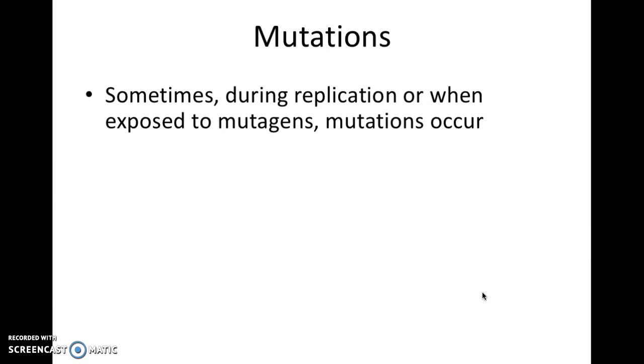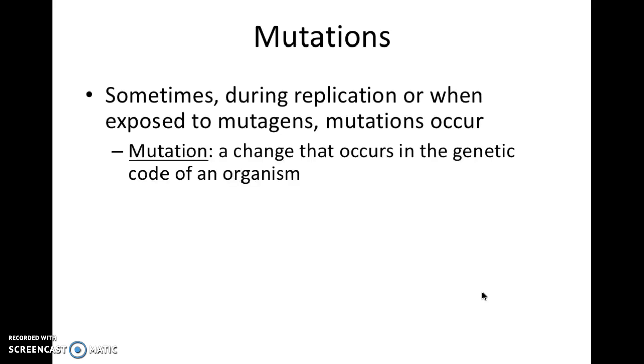Alright, so this lecture is all about mutations, specifically gene mutations that occur within DNA. Sometimes during replication or when exposed to something called a mutagen, mutations are going to occur. A mutation is just a change that occurs. You know that DNA is composed of adenine, guanine, thymine, and cytosine, or all those A's, T's, G's, and C's. Sometimes an A gets changed to a C, or a G gets changed to a T. So it's just any change that occurs within that code of an organism.